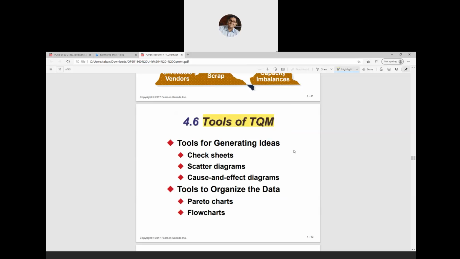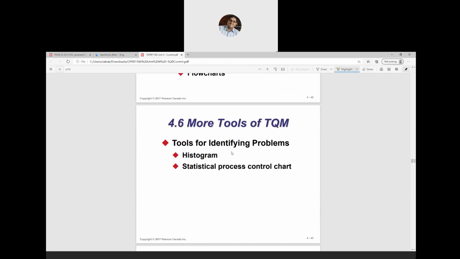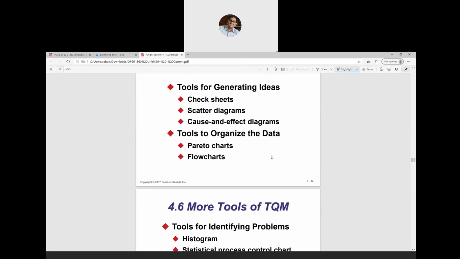The tools for generating ideas, which are called the brainstorming tools, the tools for organizing the data, and the tools for identifying the problems. So these are the three different types of tools in TQM. In this case, for example, the tools for generating ideas, there are three different types of tools: the check sheets, the scatter diagrams, and cause and effect diagrams.